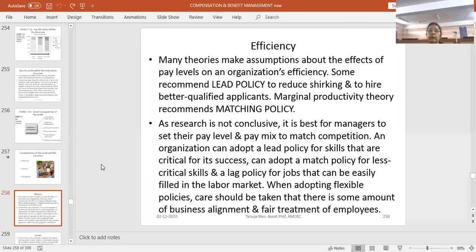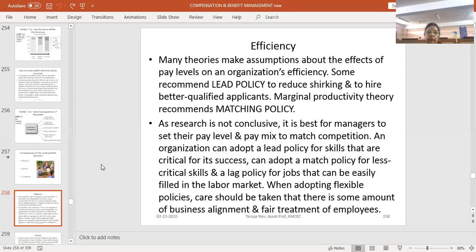But according to marginal productivity theory, they recommend that to achieve efficiency in the organization, they should follow the match policy. That means they should pay the same as competition, the same as what the market is paying. If they pay that, then they can attract talented employees, they can retain the talented employees, and their performance will be very good and the efficiency of your company will increase.